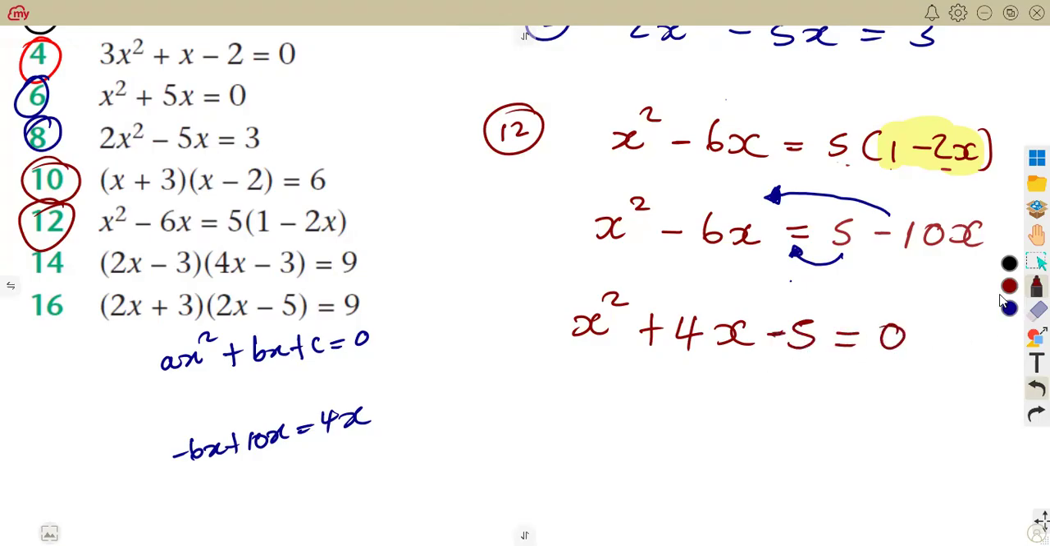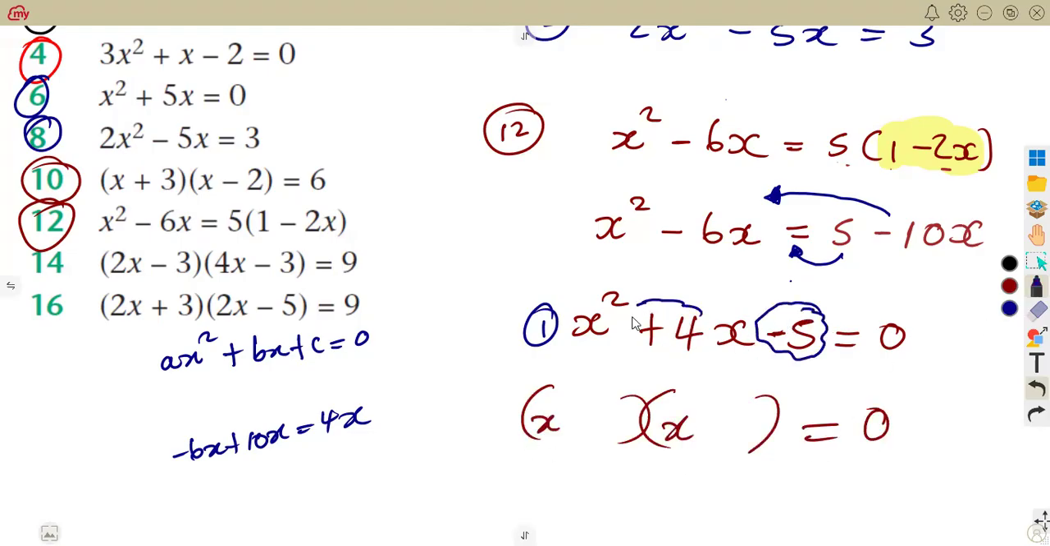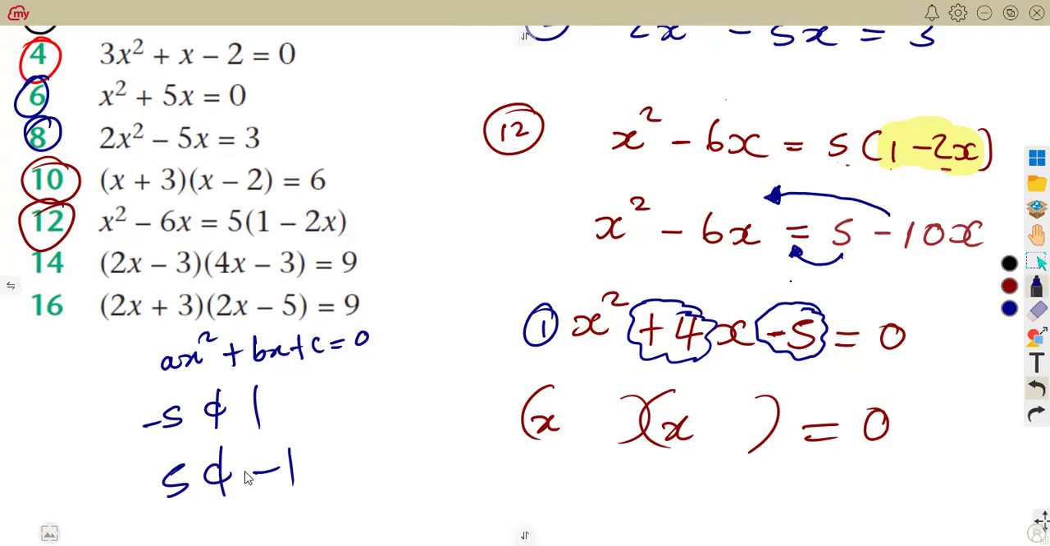Once we're at this stage, guys, factorize. As you can see, the coefficient of x squared is 1, so direct factorization can be used. This is x, this is x. So what are the products of minus 5 which will add up to a positive 4? When you add, you must get a positive 4. So that is 5 and minus 1. If you add these two, you're going to get a positive 4. So that's positive 5, minus 1.